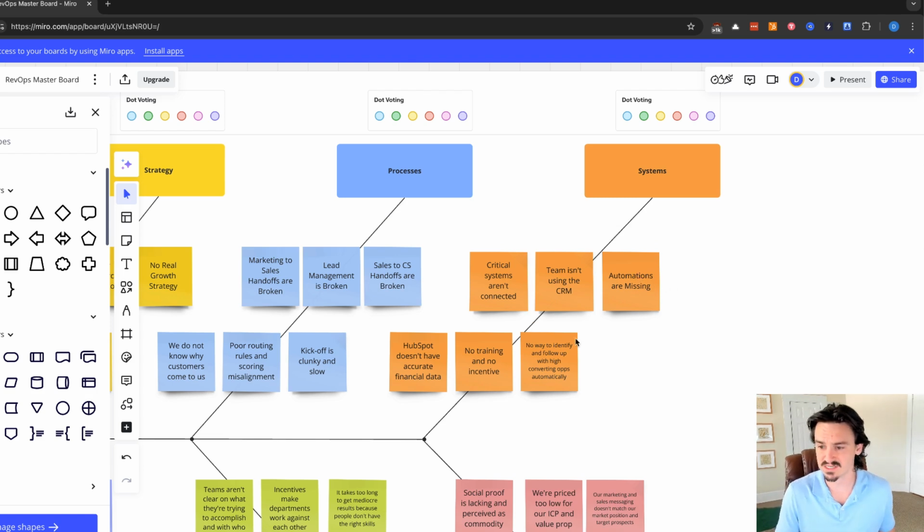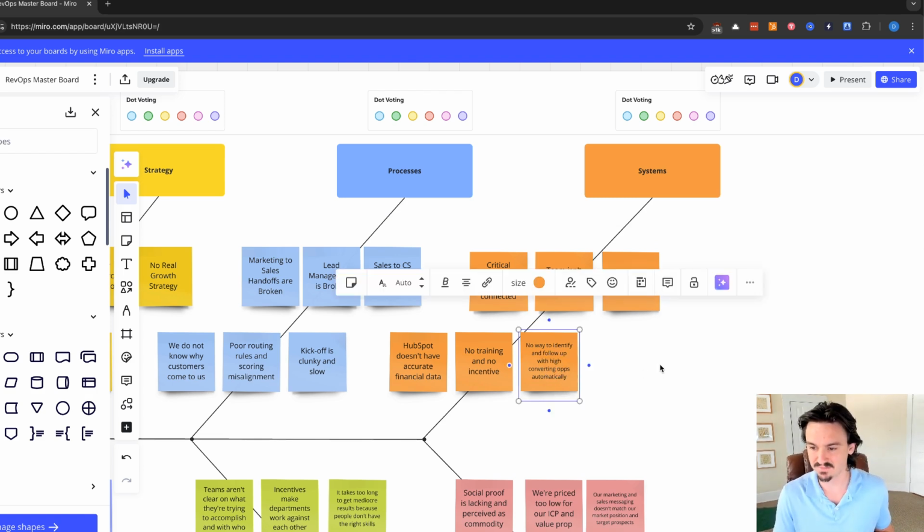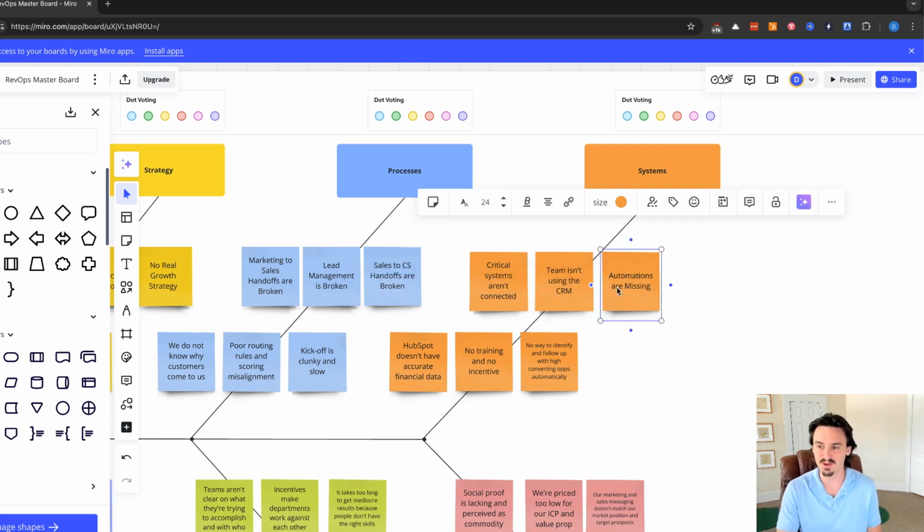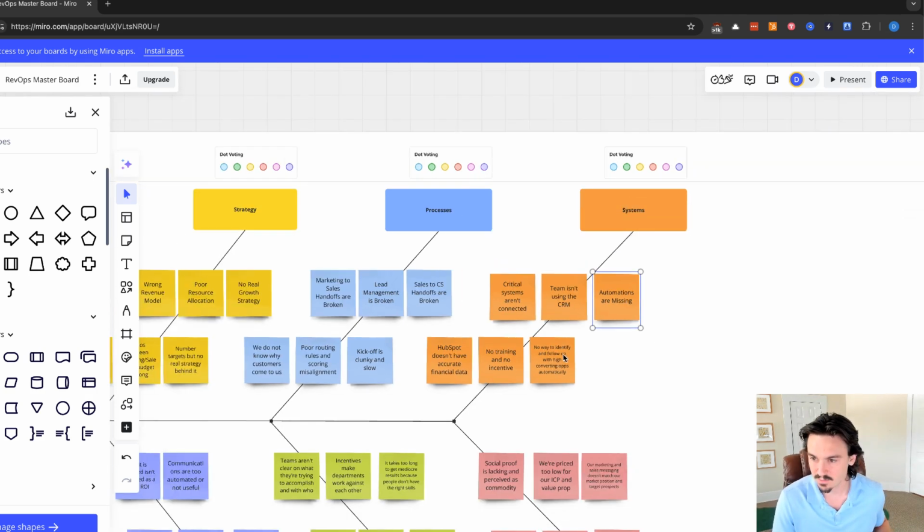Three, automations are missing. No way to identify and follow up with high converting ops automatically. So when we're talking about automations here, specifically, we like to focus on ones that are generating revenue. And so this is follow-ups, this is identification of people who are sitting in certain stages too long, and things in that category. And so that's a common one that we see.